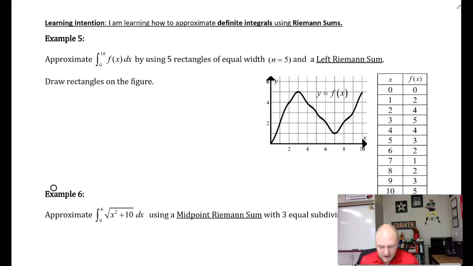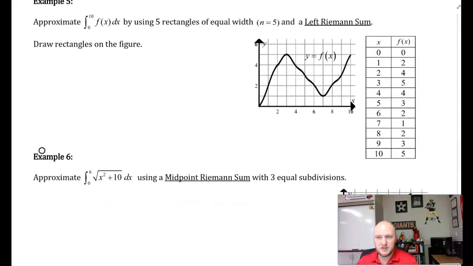Example number 5 says approximate the integral from 0 to 10 of f of x dx by using 5 rectangles of equal width, n equals 5, and a left Riemann sum. Draw the rectangles on the figure. All right, so we want to use 5 rectangles.